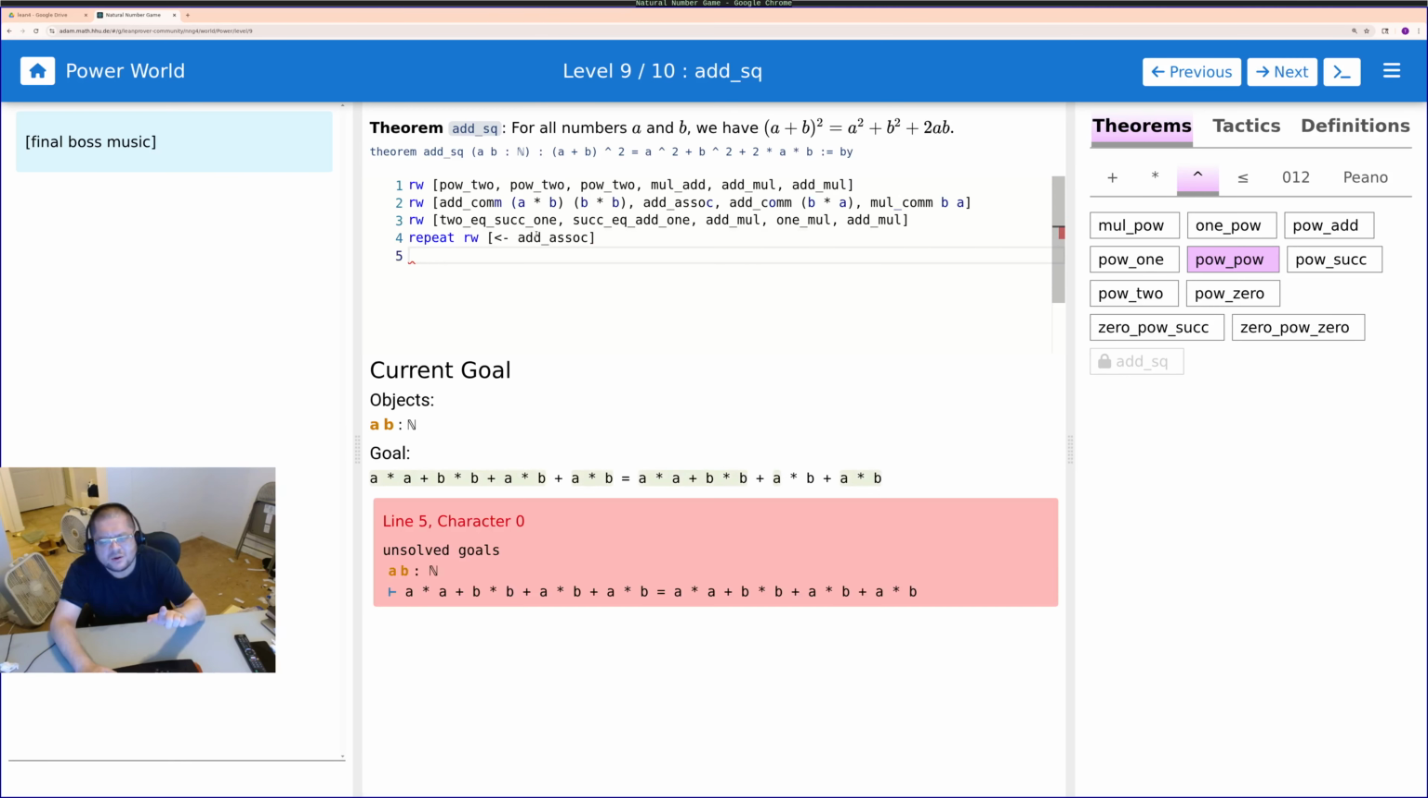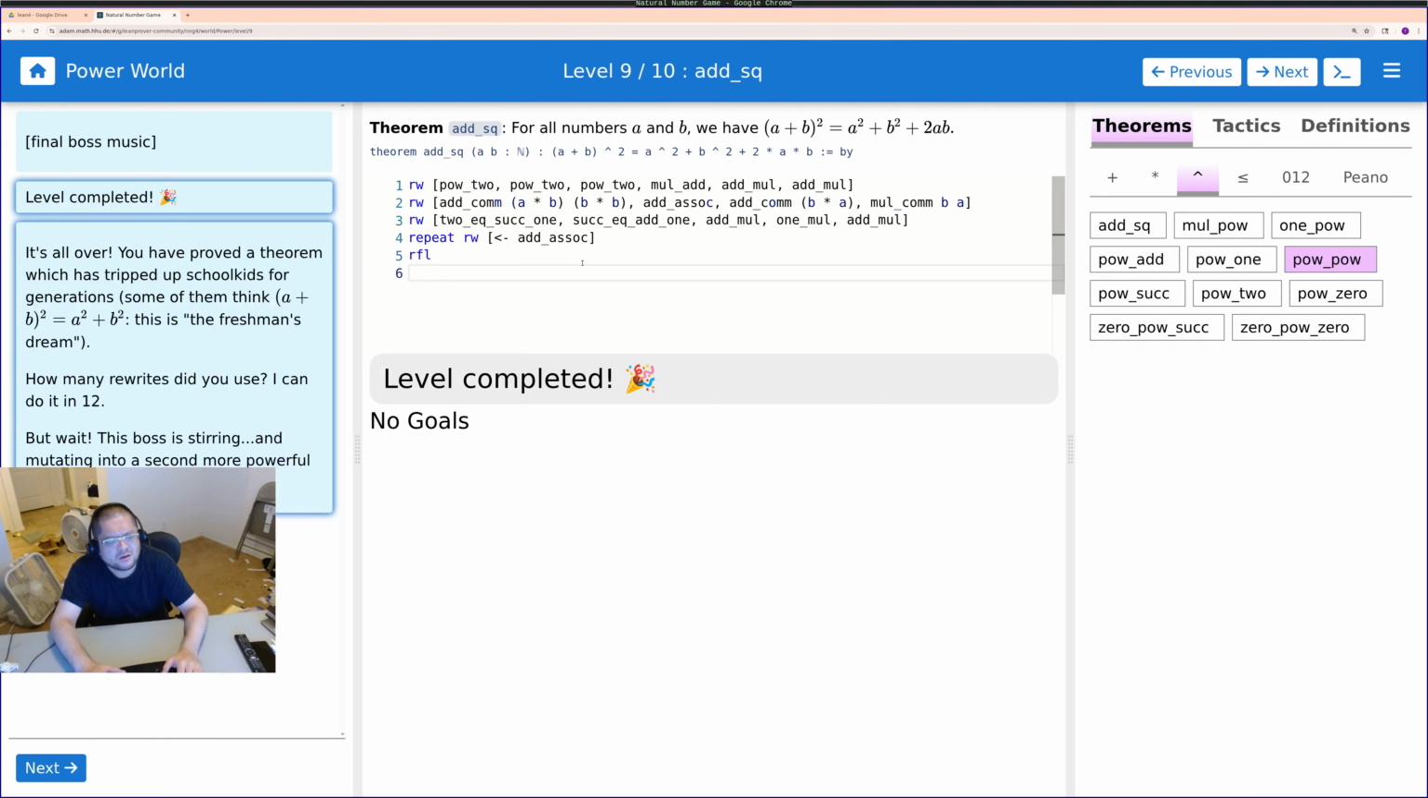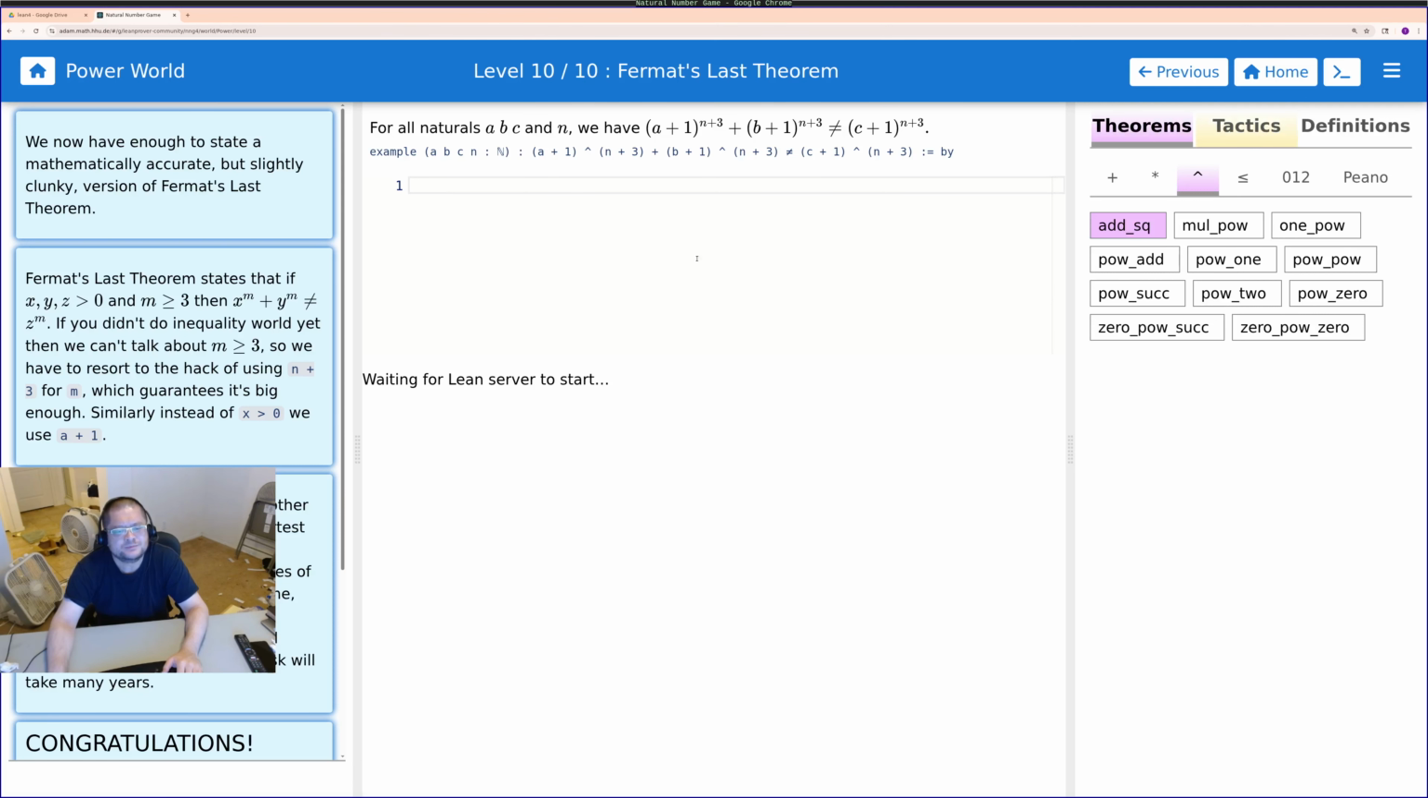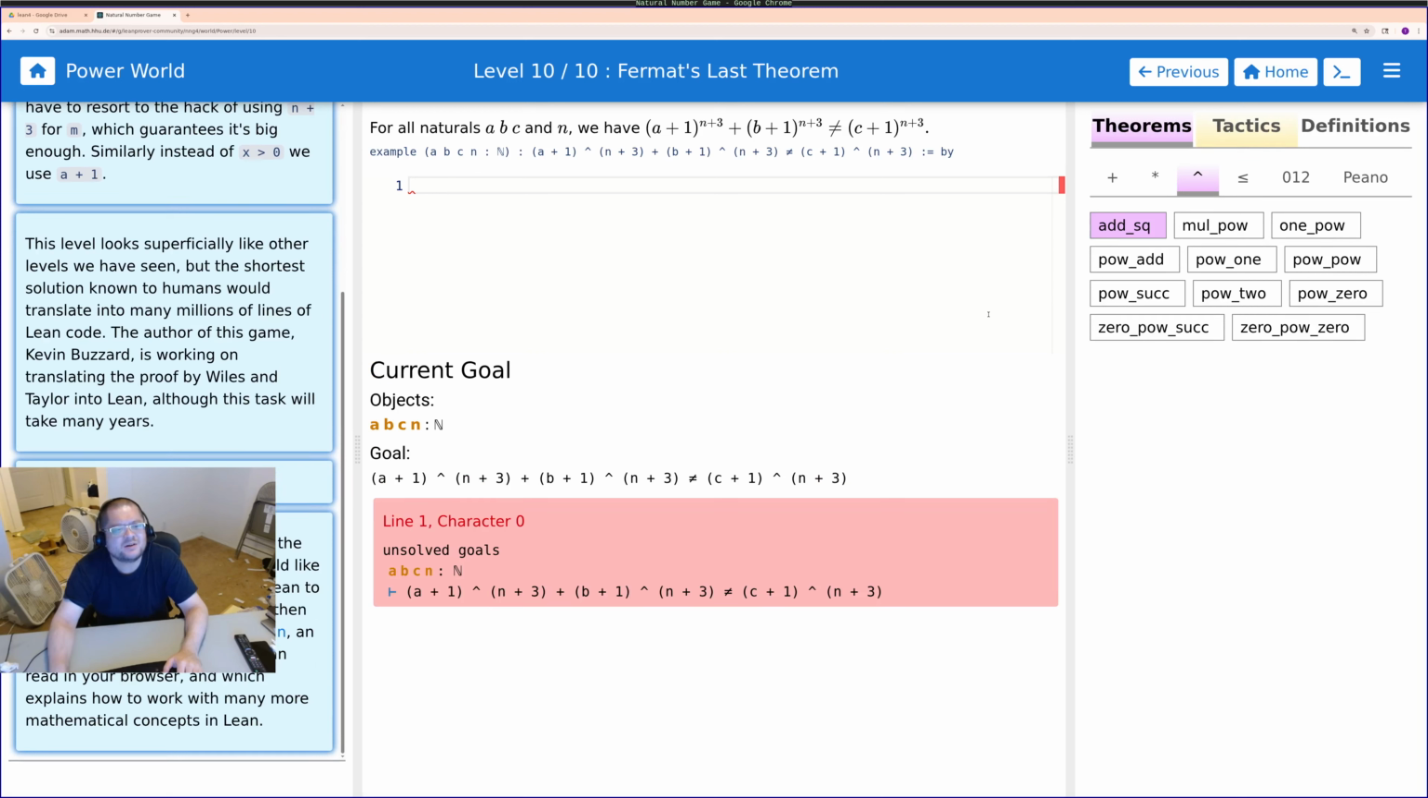A squared, B squared, AB, AB. What is going on here? Hey, that worked. Yeah, we're going to skip this one, mainly because this little box here is too small.